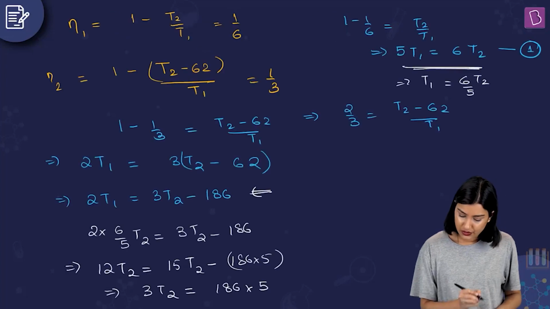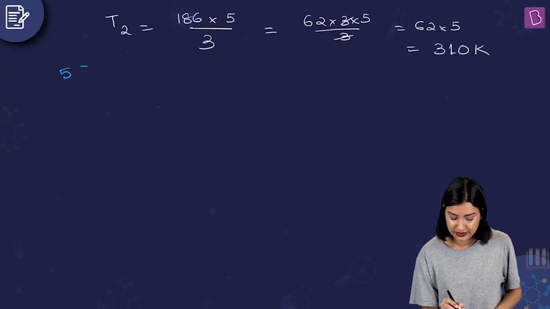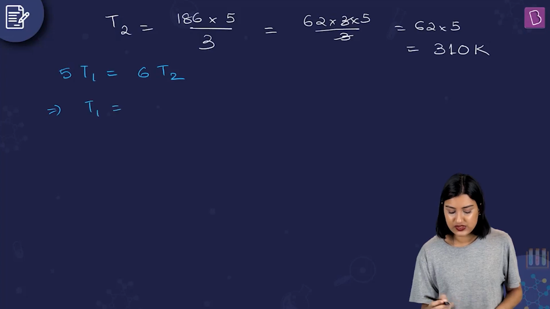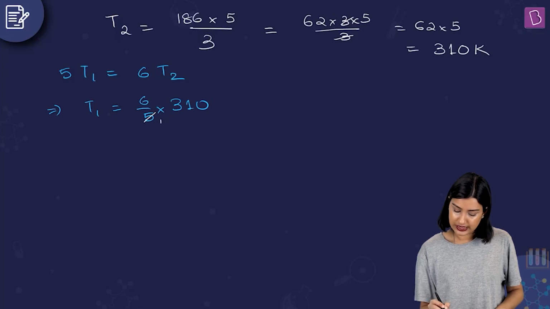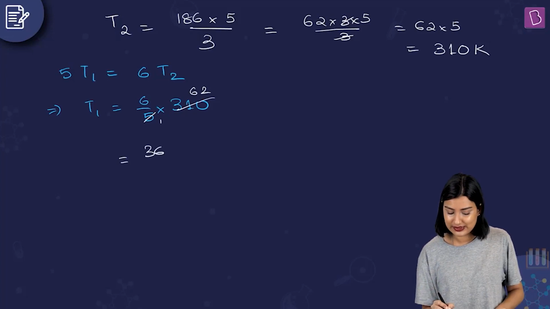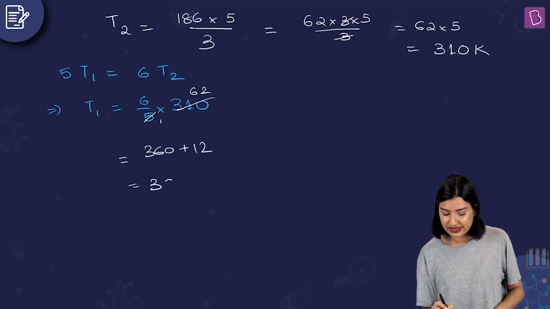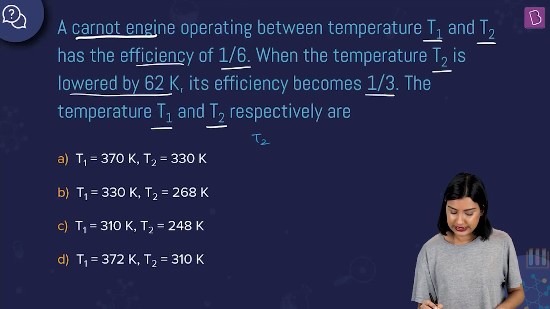Let's find out T1. How can you find it out? You have the equation 5T1 is equal to 6T2, which means T1 is equal to 6 by 5 T2. We've already written that. So 6 by 5 into 310 Kelvin. Let's cancel it out. This will go once and this will go 62 times. So 62 into 6. This is what you're getting. So basically 360 plus 12, so 372 Kelvin.